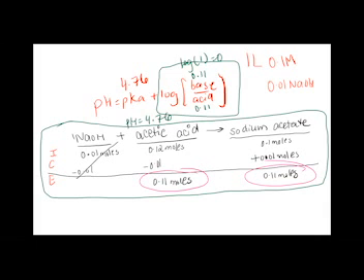Wait, what's the ICE table? This is the one you showed us? Yes, that's what it's called. This is initial, change, and equilibrium. I go with equilibrium, but some people go with final.